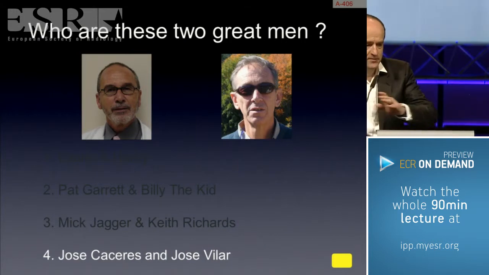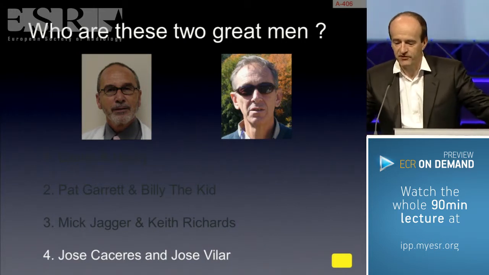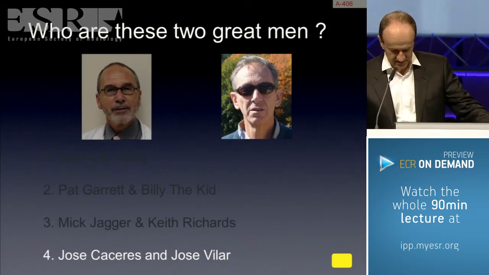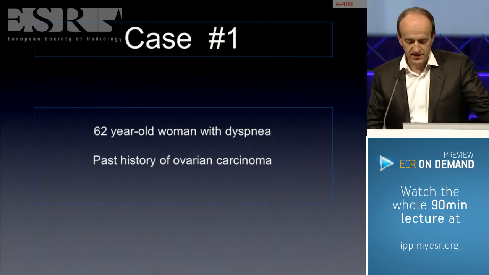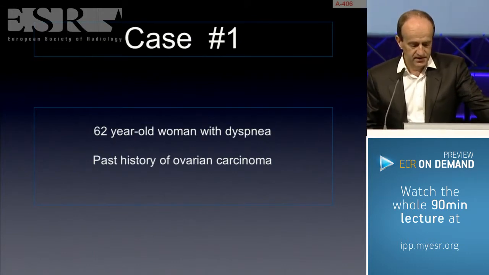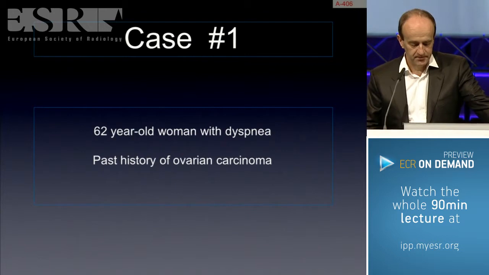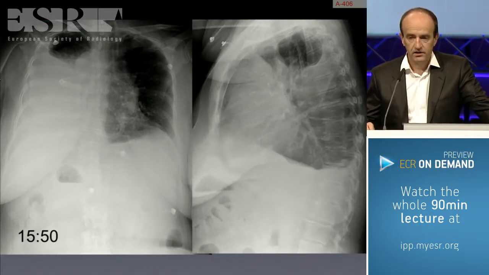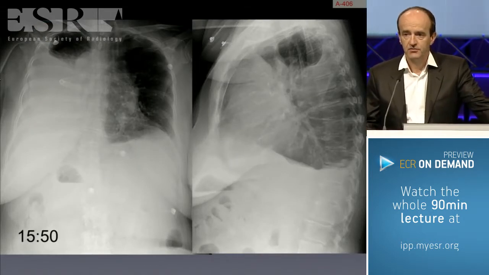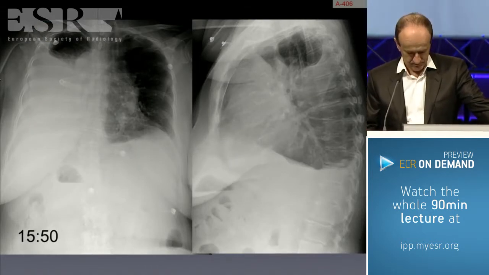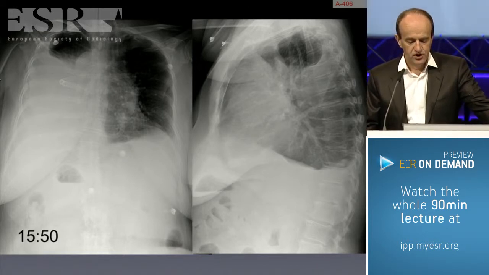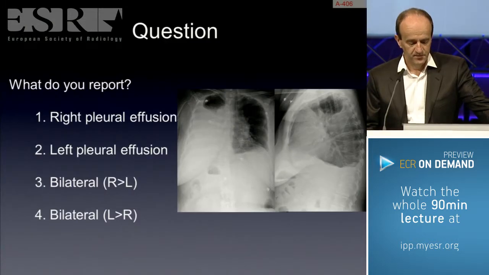Thank you, Nigel. Good afternoon, everybody. It's a privilege to be here and to share the cases with you. So case number 1 is a 62-year-old woman with dyspnea, and she has a past history of ovarian carcinoma. Here are the frontal and lateral chest radiographs. And I will show you now the question.